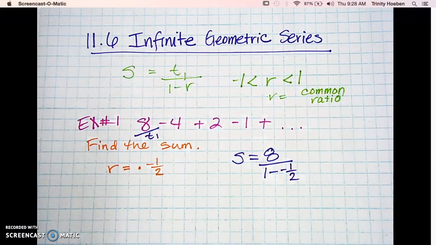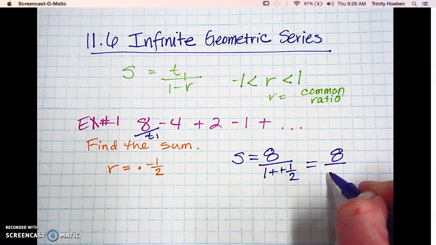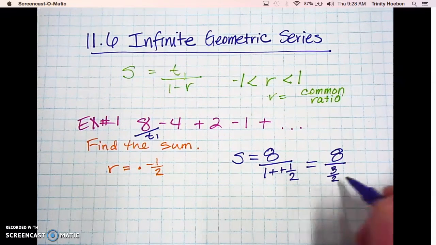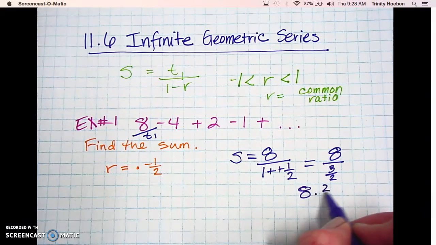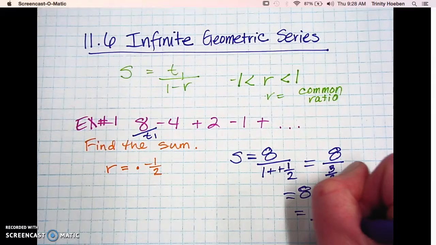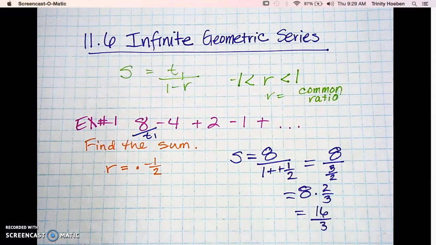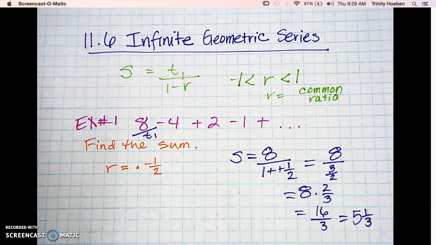Okay? So the hardest part right here is just recognizing that this is plus plus, right? So this simplifies to 8 divided by 3/2, which is the same as 8 times 2/3. And the calculator should do that for you. You should get 16/3, or 5 1/3, whichever way you would like to write it. All right? Any questions on example number 1 there?